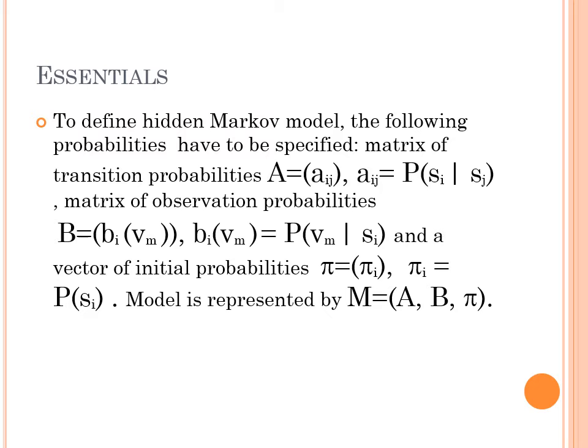S of i, and a vector of initial probability, which is denoted by pi, where pi equal to pi of i, and pi of i is the probability of the current state. The model is represented by M, which is equal to A, B, pi. So what is A? A is the transition matrix of transition probability, B is the observation probability, given by the probability of observation in each state at current state S of i, and pi is the initial probability, which is nothing but the probability of the current state. So this is represented by the model.